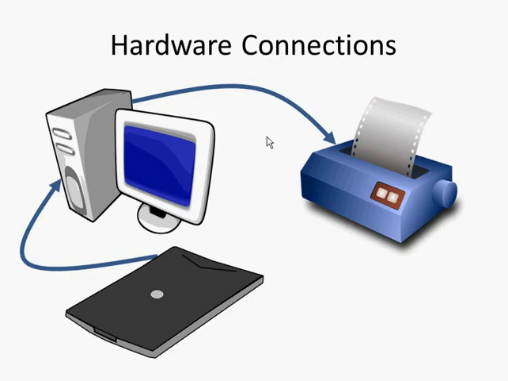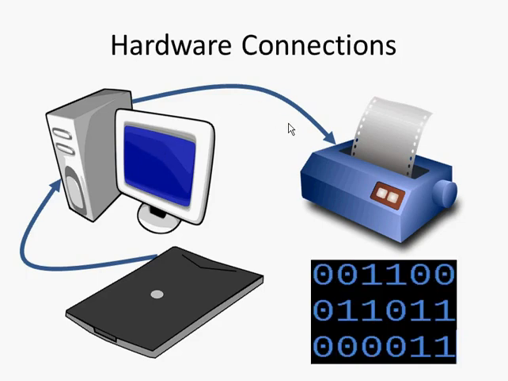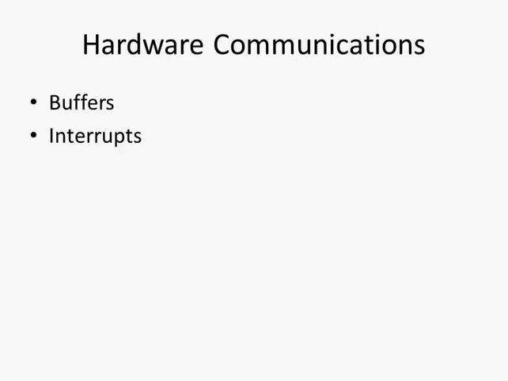We know that data sent from a PC to a printer will be in the form of binary, zeros and ones. But exactly how is this sending of data actually managed? Well, this is where these things called buffers and interrupts come in.